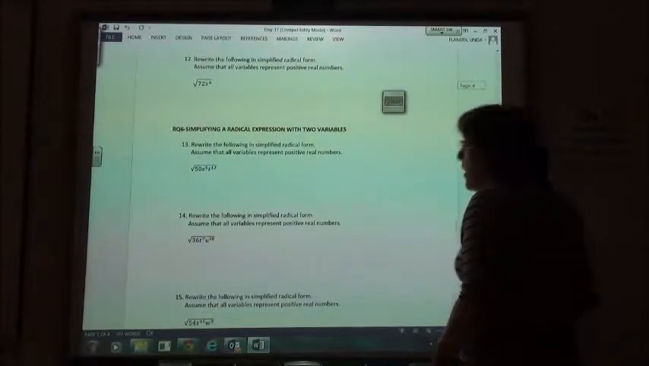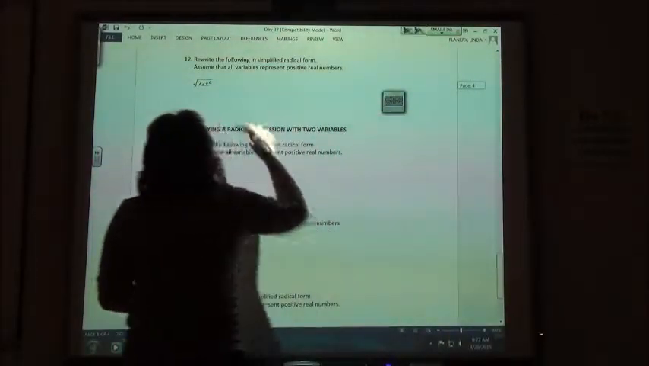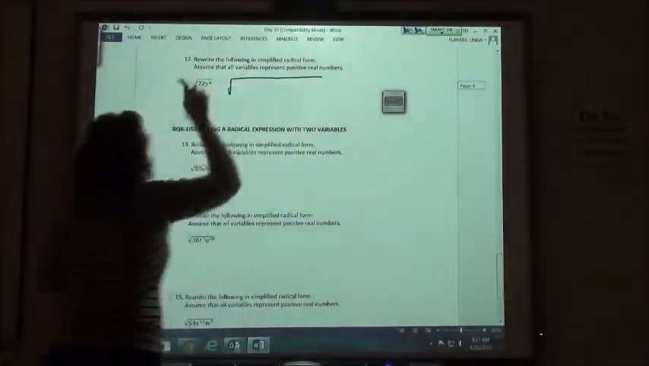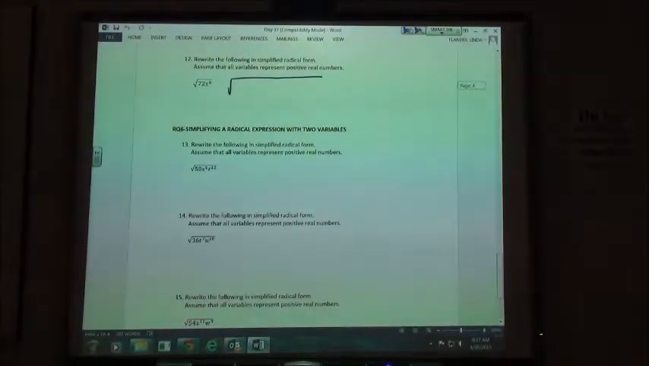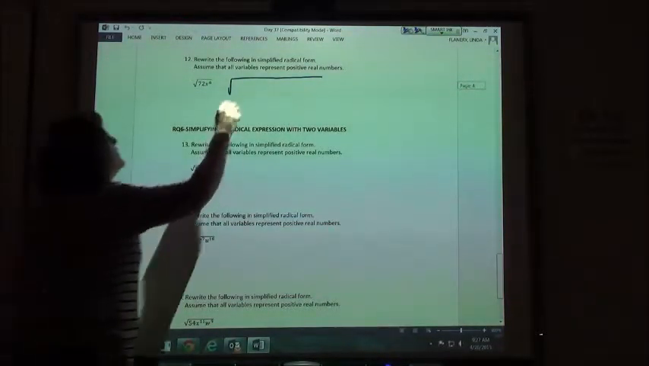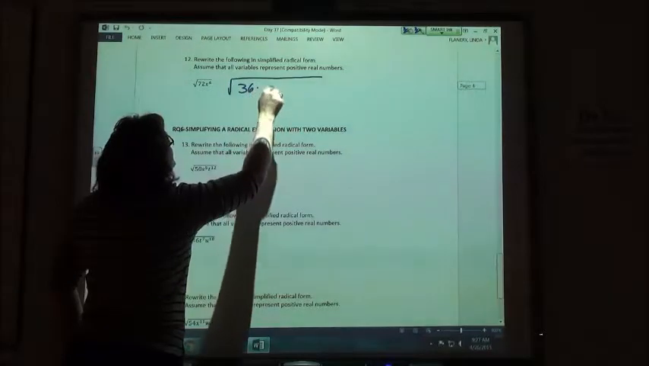And so number 12, same kind of thing. I want to simplify this. 72 is not a perfect square. What's the biggest perfect square that divides evenly into 72? 9. There's a bigger one than 9. 36. So I'm going to say that's 36 times 2.